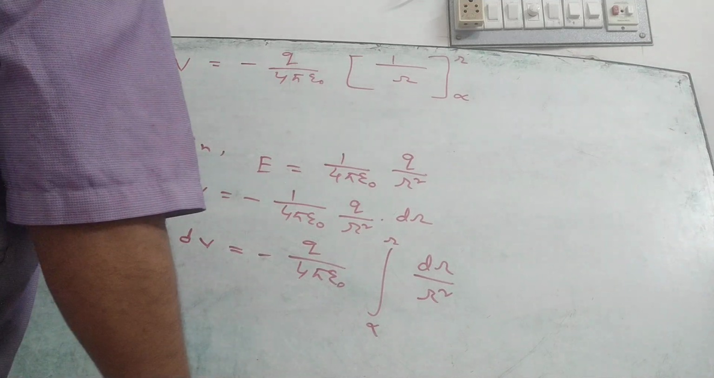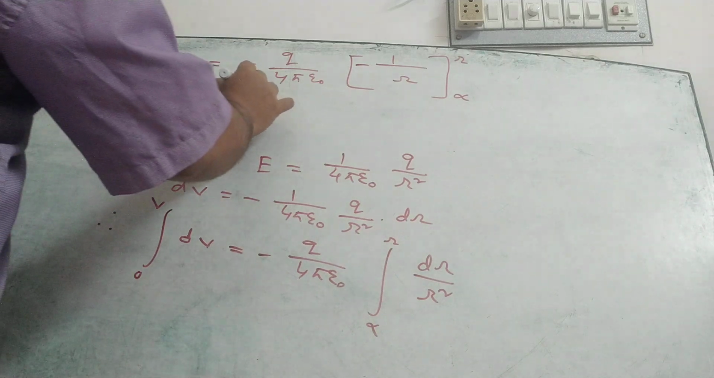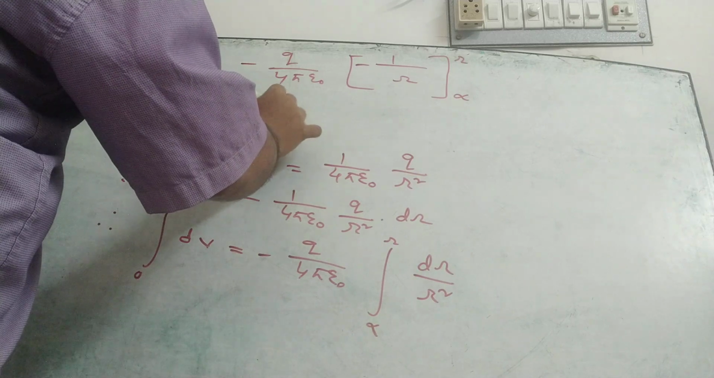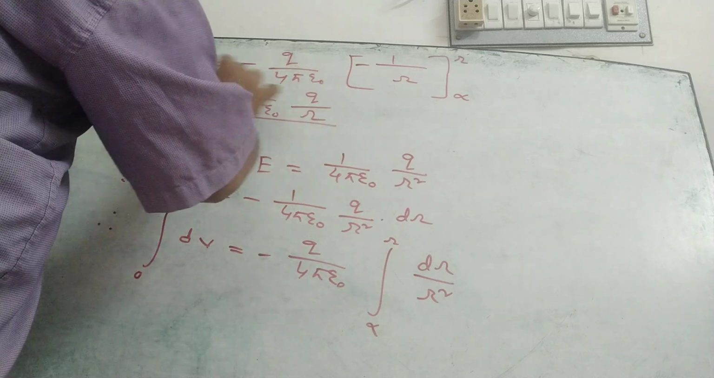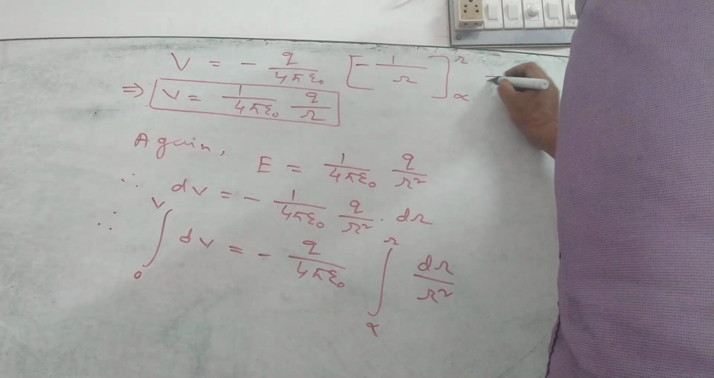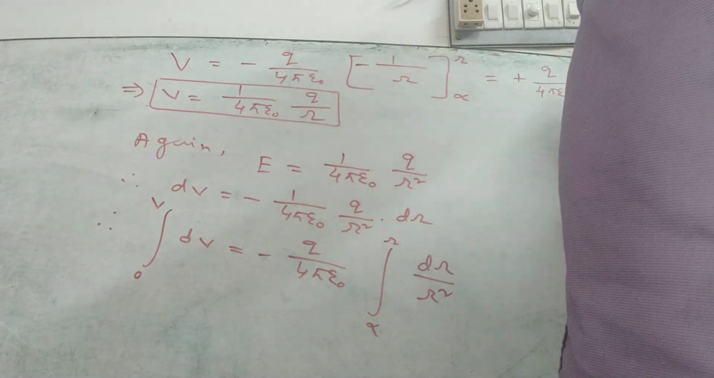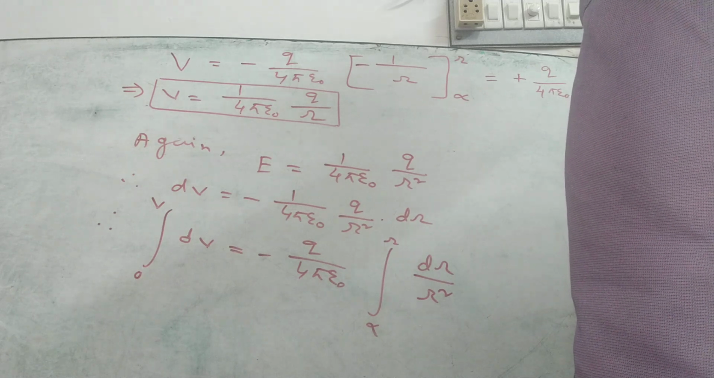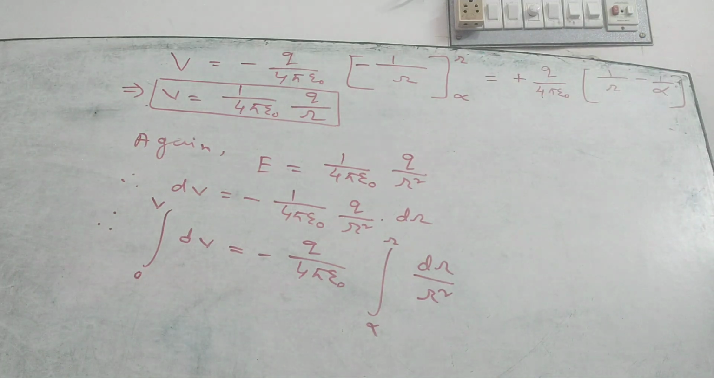Minus comes out and this is equal to plus 1 by r minus 1 by infinity. We know 1 by infinity is equal to 0. So V is equal to 1 by 4 pi epsilon 0 q by r. This is the relation for electric potential at a point due to a point charge Q.